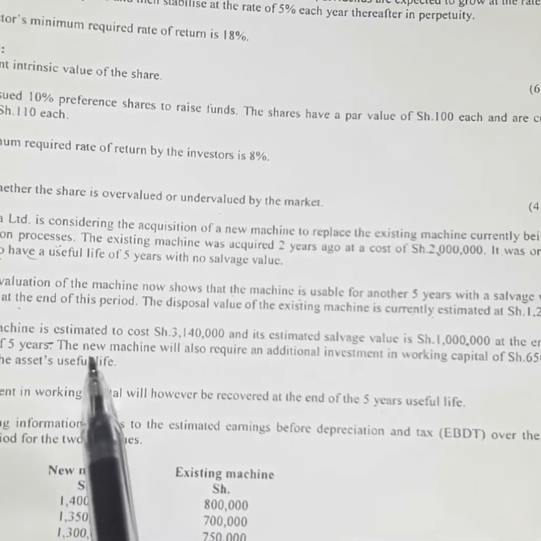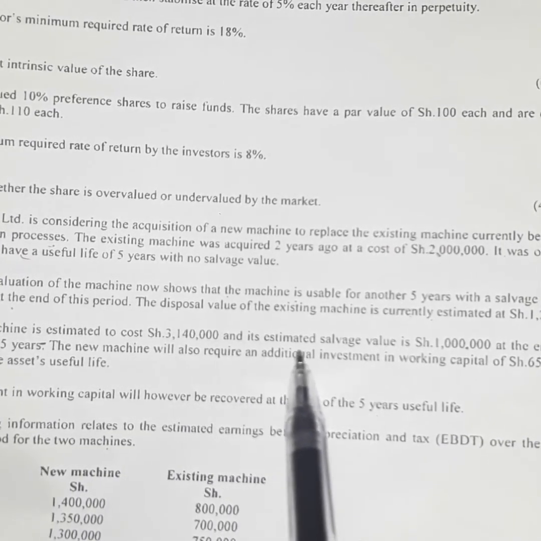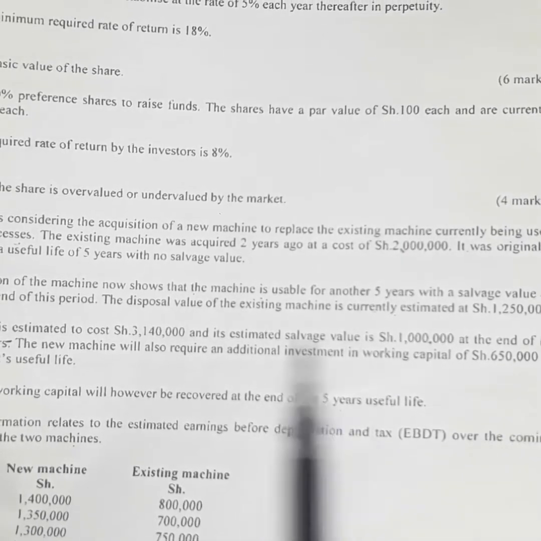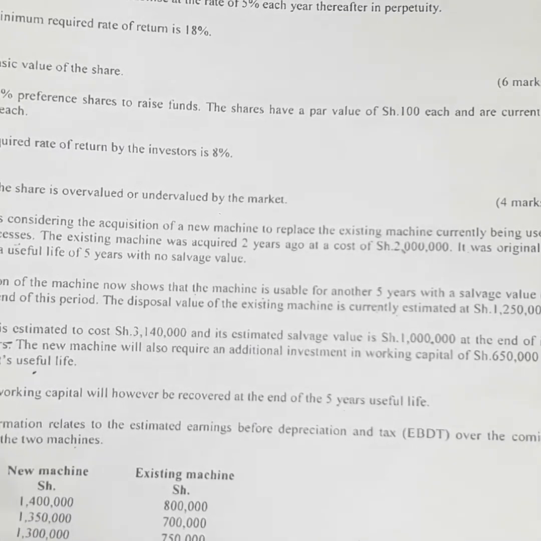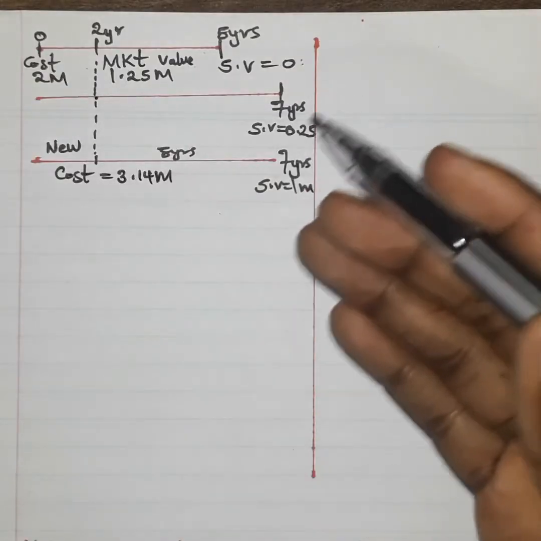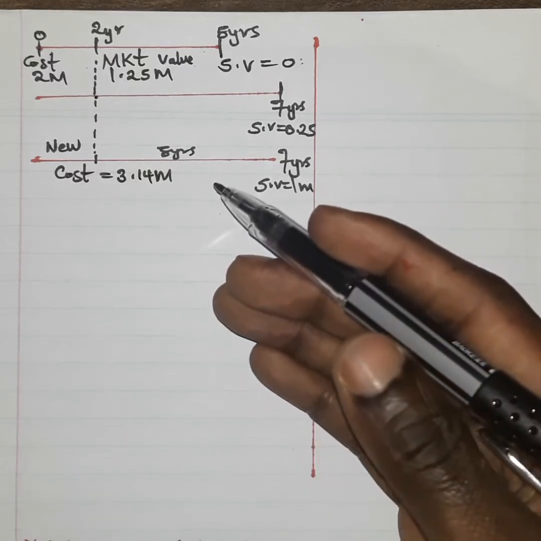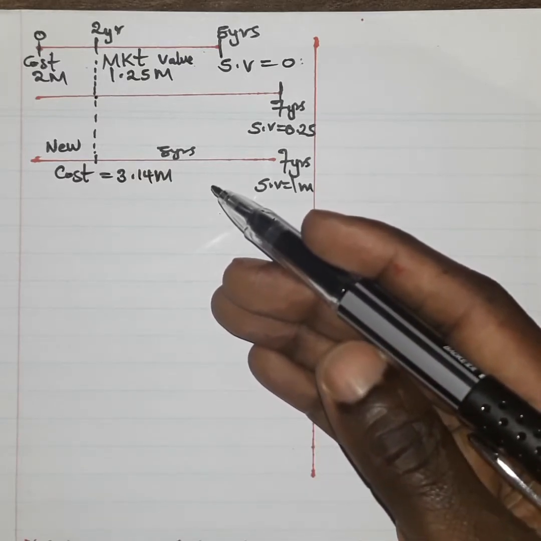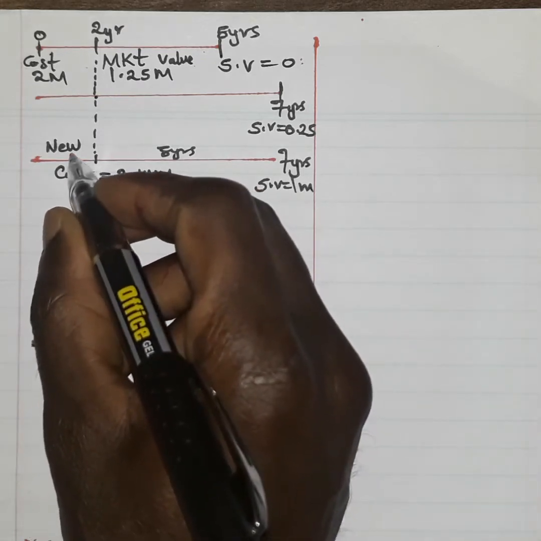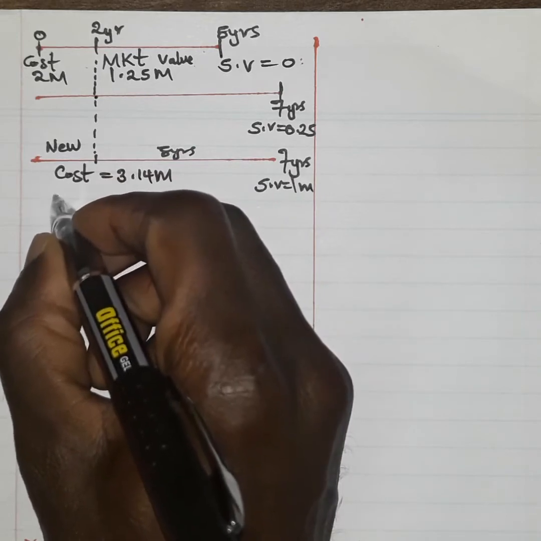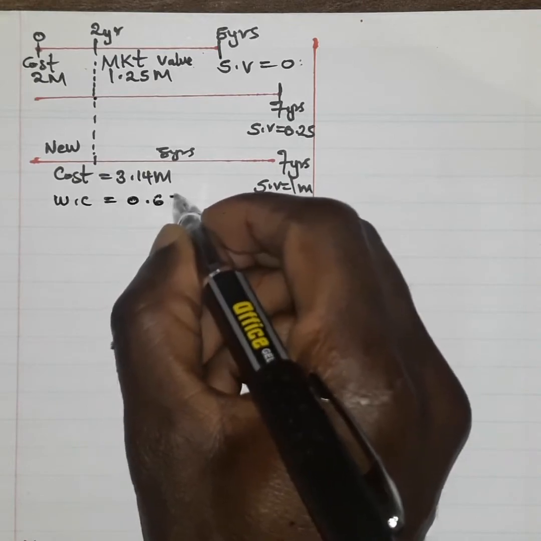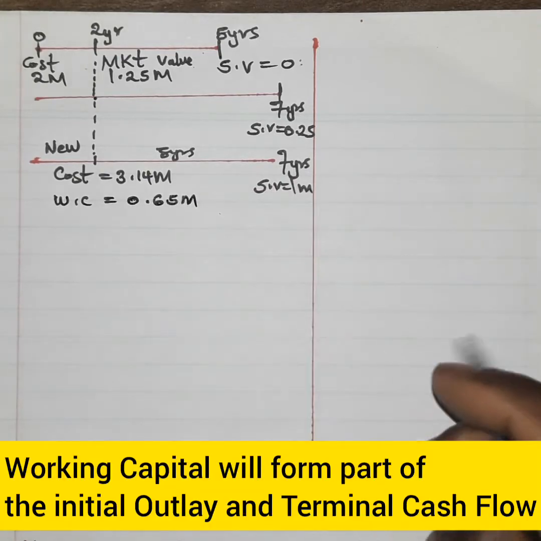The new machine will also require an additional investment in working capital of 650,000 at the start of the asset's useful life. Working capital is normally required to facilitate the normal operations of production. So at the start of the life of the new asset, we require working capital of 0.65 million, which is the same as 650,000.